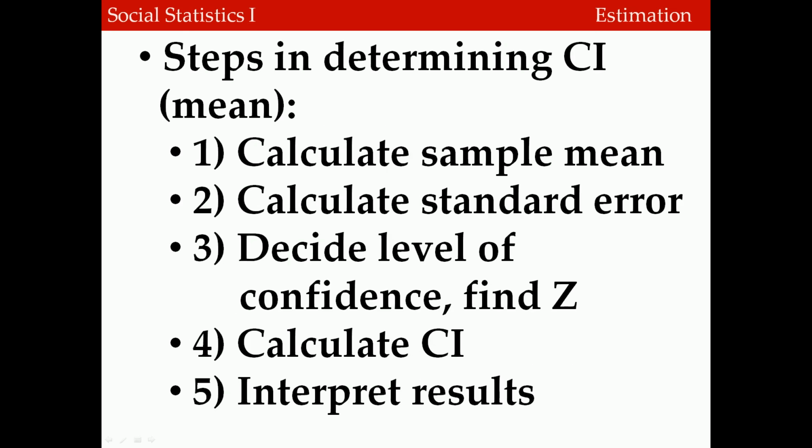So here are the steps involved in determining the confidence interval, and here we're going to illustrate it for the mean. First, we calculate the sample mean, and then we calculate the standard error, again using data. We have to decide on our level of confidence and find the z-score from the table. And then we calculate our confidence interval and interpret our results.